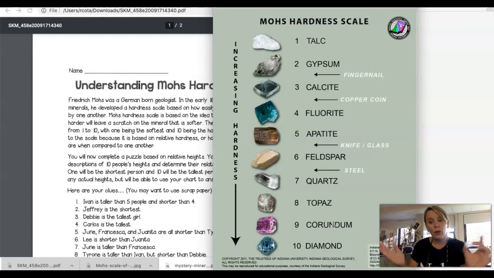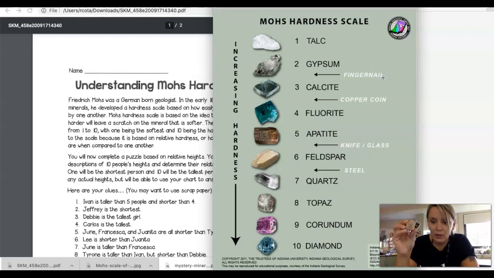So at that point, I am done with the test. I only had to go through one test here, the very first one, which is to see if you can scratch it with your fingernail. I would then make note that this particular mineral is less than a 2 on the Mohs hardness scale. That means it's really soft. Put that one aside.